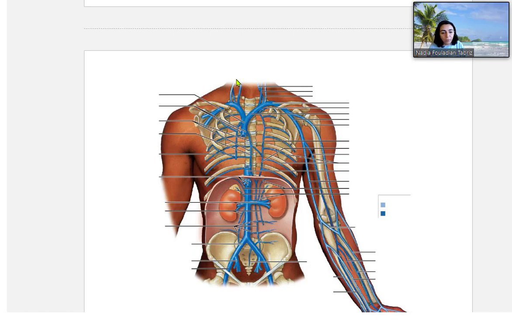Then we have one branch as its vein, the vertebral vein, that gets back and pours into the subclavian vein. And this subclavian vein with the internal jugular vein is going to make the brachiocephalic vein. As you see, you have one brachiocephalic vein on the right side, one on the left side, and when these two brachiocephalic veins join each other, they make the superior vena cava.